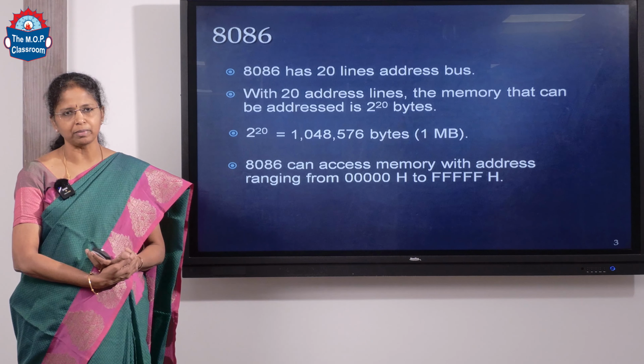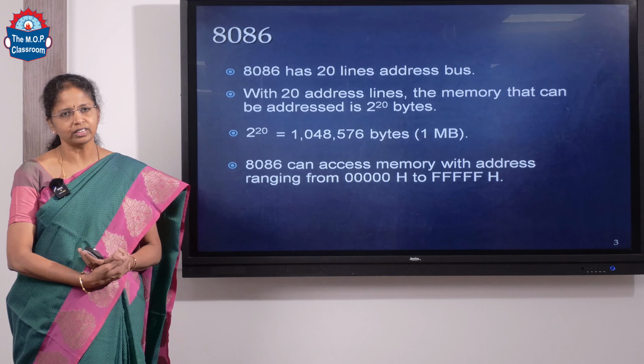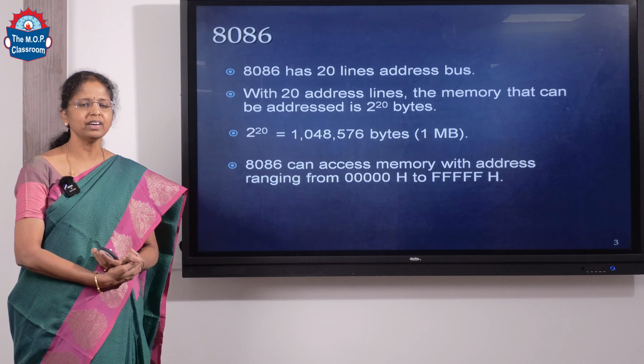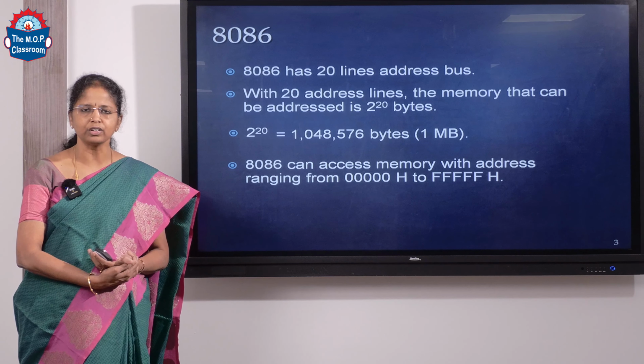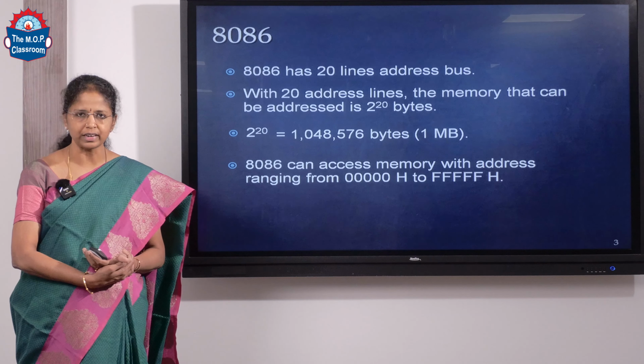The address bus in 8086 is 20 bits in length, so it can carry an address of size 20 bits. Whenever I have an address bus of size 20 bits, the maximum addressable memory for that processor can be 2 power 20. In this case, for 8086, it is 2 power 20. So the maximum addressable size of memory is 2 power 20, which is roughly equal to 1 MB of memory.